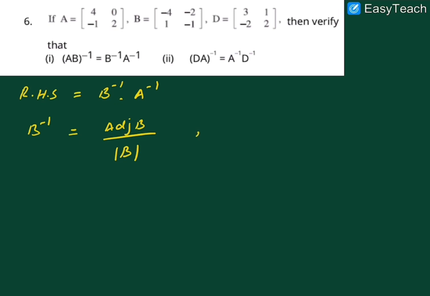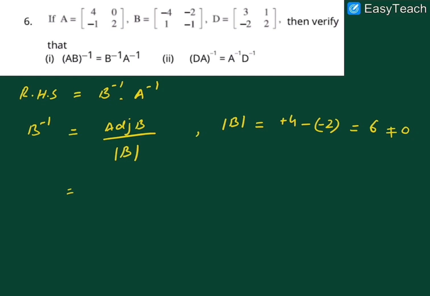What is B determinant? First, to see whether it is singular or non-singular. Determinant of B is minus 4 times minus 1 is plus 4. Minus 2 times 1 is minus 2. So this will be 6. So it is non-singular, so its inverse is possible.